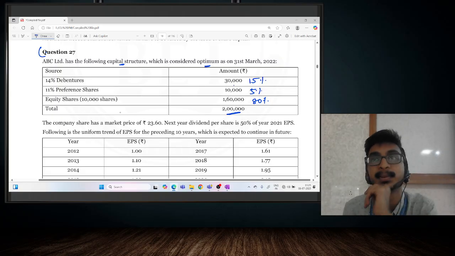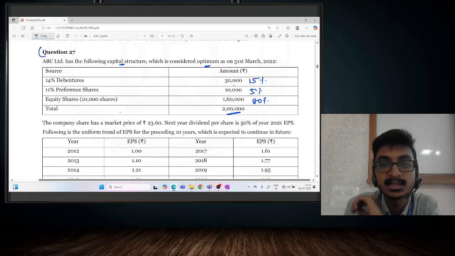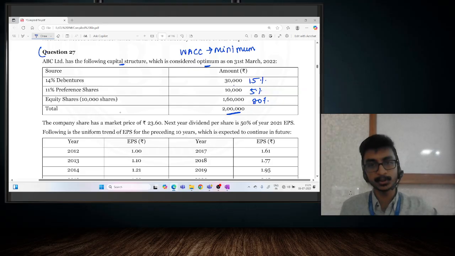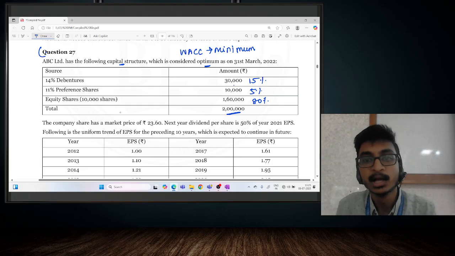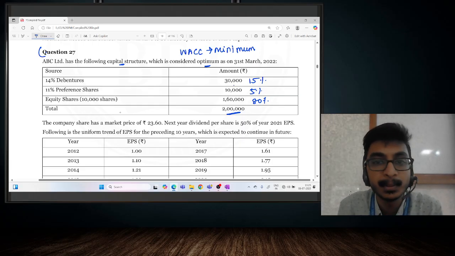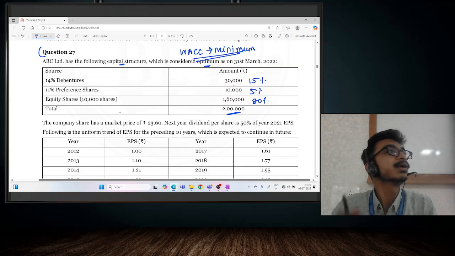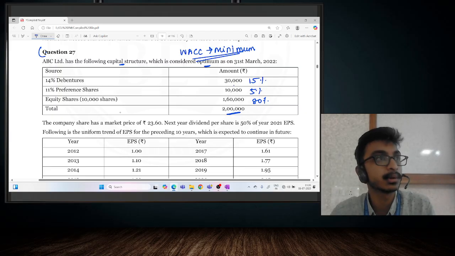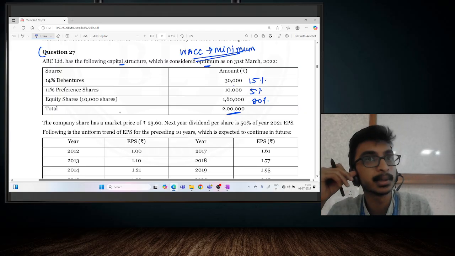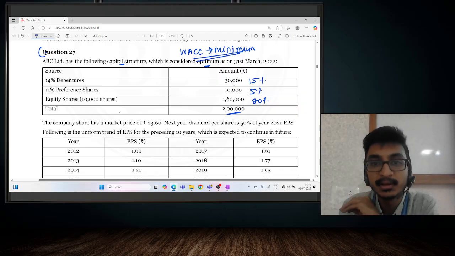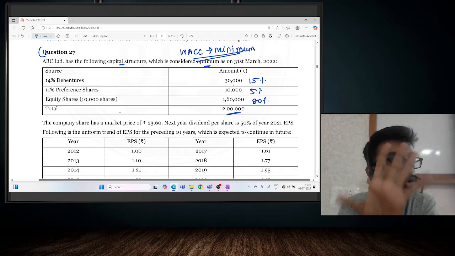Now, what is optimum capital structure? Optimum capital structure is the point where weighted average cost of capital is minimum. Don't write it. We will discuss it in the next class, the next chapter. We will start capital structure today itself. So, for now, what you need to understand is optimum capital structure is the point where weighted average cost of capital is minimum. If weighted average cost of capital is minimum, is it good for the company or bad? It is good for the company because cost is less, right?